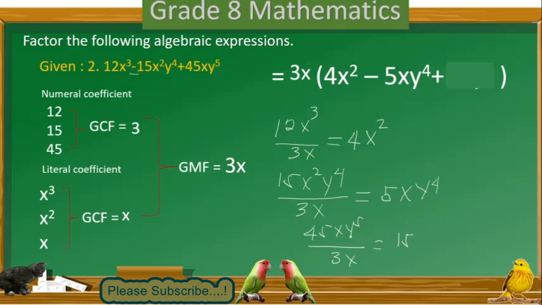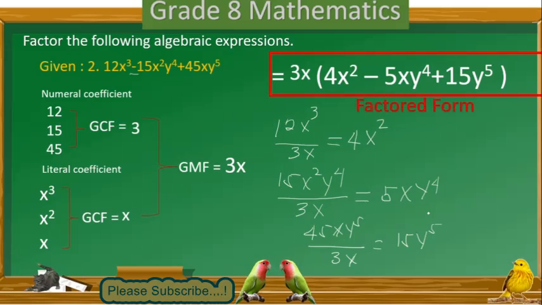Then x divided by x, that is none, cancelled out because they are the same. Then copy y to the fifth. Okay, so this is now our third quotient of our factored form. So that is now our factored form of the given expression: 3x times quantity 4x squared minus 5xy to the fourth plus 15y to the fifth.